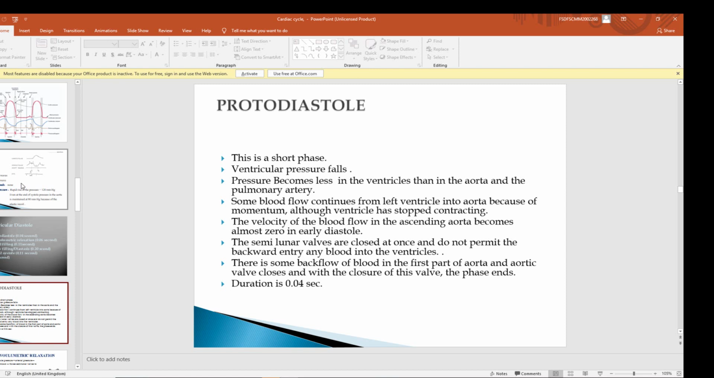Although the ventricle has stopped contracting, the velocity of the blood flow in the ascending aorta becomes almost zero in early diastole. The semilunar valves are closed at once and do not permit any backward entry of blood into the ventricles. There is some backflow of blood in the first part of the aorta. The aortic valve closes, and with the closure of this valve, this phase ends. The total duration of this short phase is 0.04 seconds.